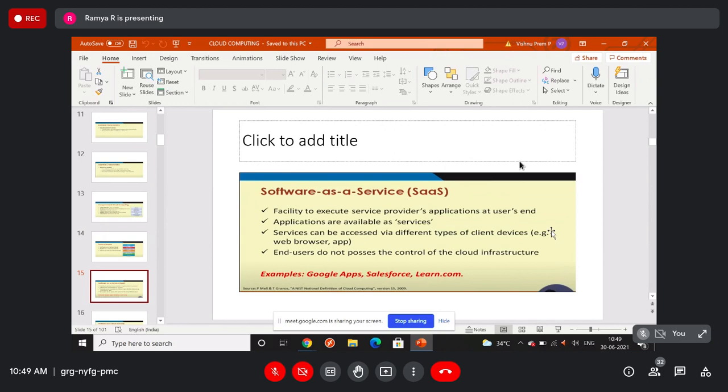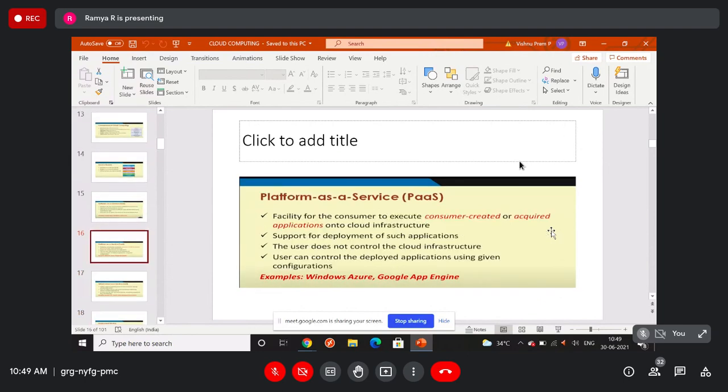From the Play Store you are getting the applications, right? Those are readily available software: your Gmail, your Facebook. For example, here I can say Google Apps and Salesforce.com. These are readily available software. You are not developing them; you are using the developed thing. You are accessing the service like the Play Store. All the apps will be there, and you are installing them, right? So that is a cloud service, software as a service.